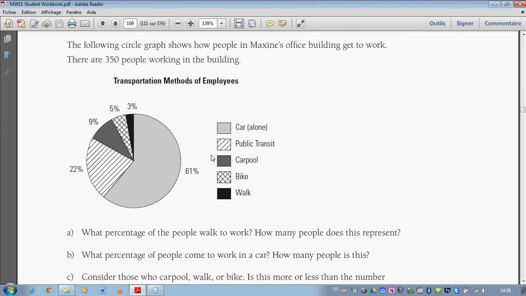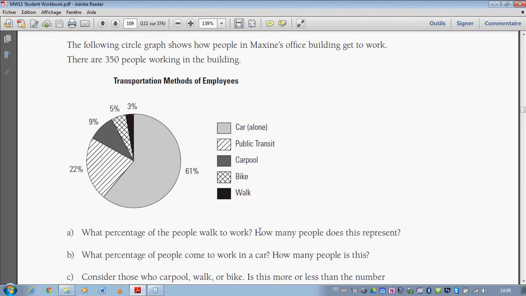So moving right on to the questions, what percentage of the people walk to work, and how many people does this represent? So the percentage of people that walk to work, as you see here on your legend, that would be the slice that would be colored in black. So looking over here, here's a slice, that's 3%. So 3% of people walk to work.